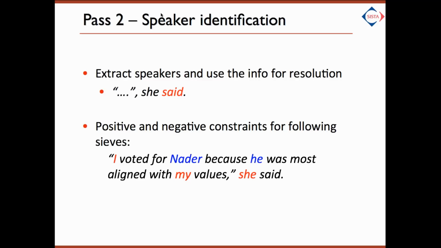And also you have some negative constraints. Knowing that she is the speaker, you know that she can never link to Nader. Right? So you have additional negative constraints that you can learn from this. This is very old. I've seen this in one of Jerry Hobbs' papers, I think, in the early 80s. So it's not an extremely novel observation.